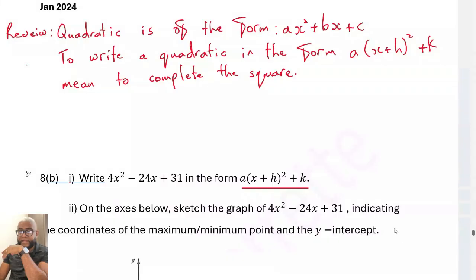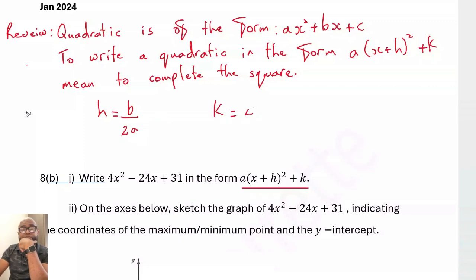Two ways you can teach completing the square. The first way is via a process which I find tedious to churn. I'd rather just show you the formulas, a formula for h and a formula for k. So let's lock in. What is the formula for h? b over 2a. And what's the formula for k? 4ac minus b squared, over 4a. Everybody good there?